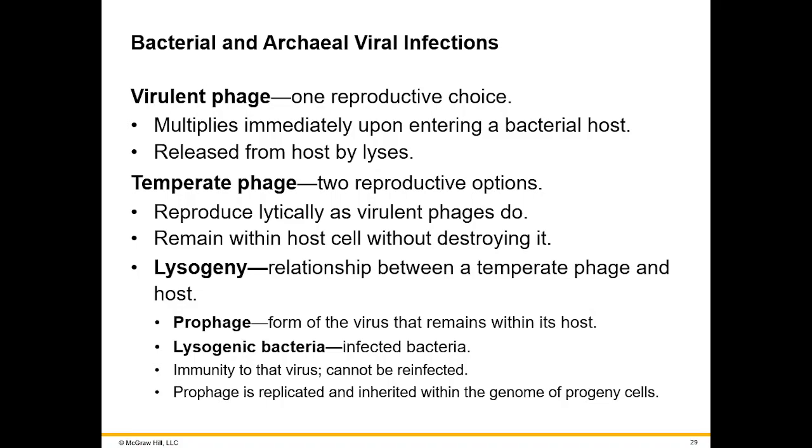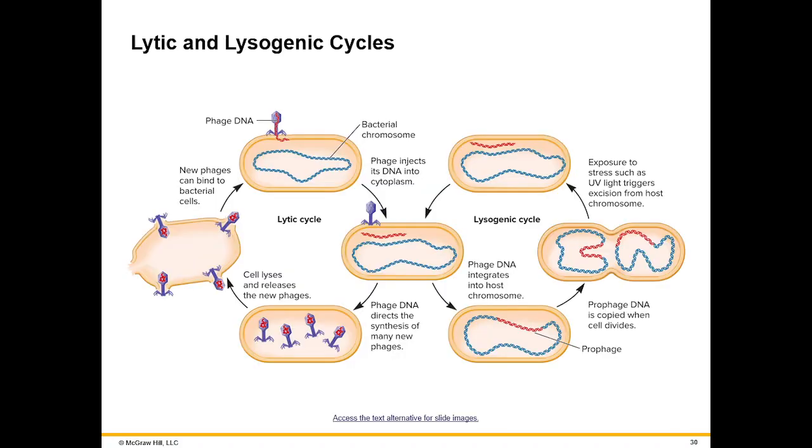Lysogeny is the relationship between the temperate phage and the host, whereas the cell is infected, but it doesn't necessarily kill the cell. So these viruses exist inside the host in the form of a prophage. And the host that is infected is a lysogen. So for bacteria, it's the lysogenic bacteria. An example of that is the HIV virus for humans. HIV tends to lay dormant inside the host and only becomes virulent under certain stressful conditions.